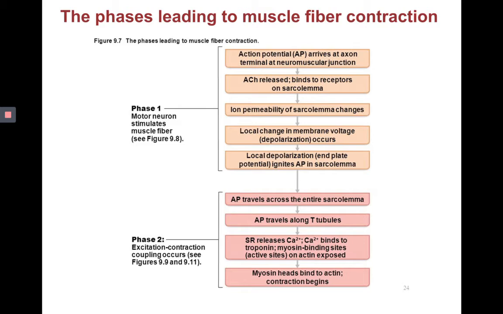And a rise in intracellular calcium levels means that there is calcium in the sarcoplasm, and that means that it can bind to troponin. Troponin binding to calcium causes it to twist and move, moving the troponin-tropomyosin complex out of the way and revealing the actin active sites and allowing myosin to bind to actin. When myosin binds to actin, that initiates phase 3, which is the cross-bridge cycle.